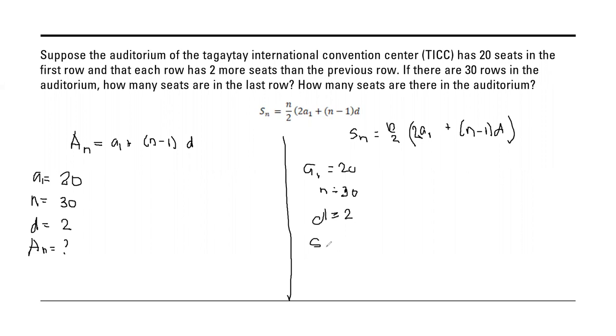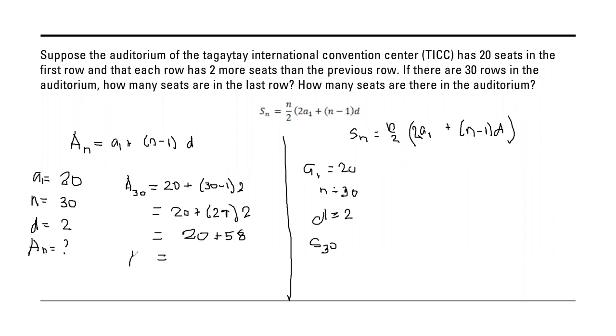But this time around, we are just looking for S sub 30. Okay? So let's start with this first. That is A sub 30. 30 ang ginamit natin. A sub 30 is equal to 20 plus quantity 30 minus 1 times 2. So that will be 20 plus 29 times 2. So that becomes 20 plus 58, if I am not mistaken. So the last row, which is A sub 30, has 78 seats.